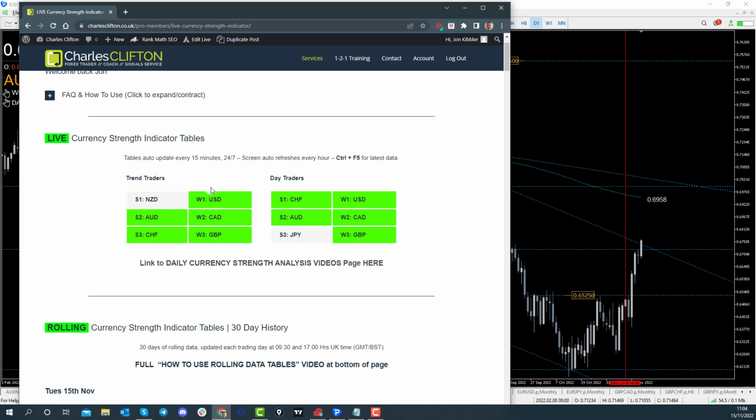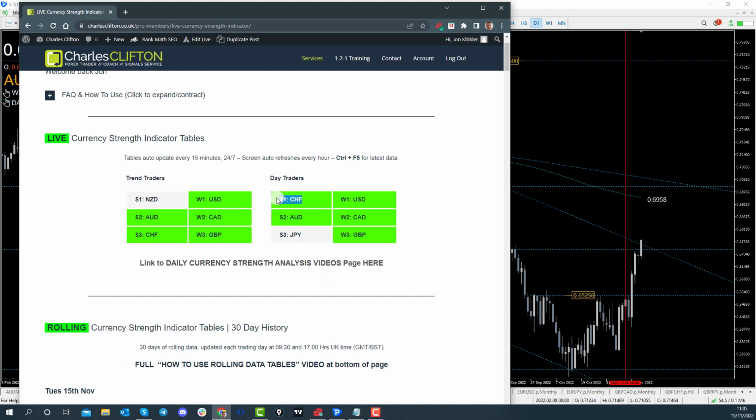So what are the tables showing us today? Well, it's showing us that the New Zealand dollar is the strongest as S1 on the trend traders, followed by the Australian dollar as S2, followed by the Swiss franc as S3. On the weak side of the trend traders table, we have the dollar topping the charts on both. We actually have the Canadian dollar the second weakest on both, and the pound the third weakest on both. So trend traders and day traders have a lot of confluence between the two charts.